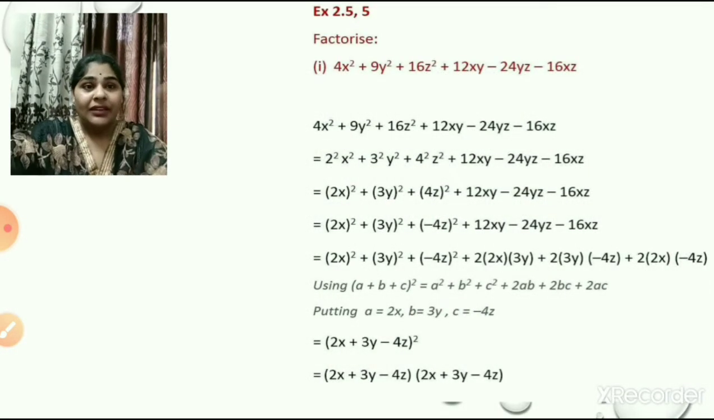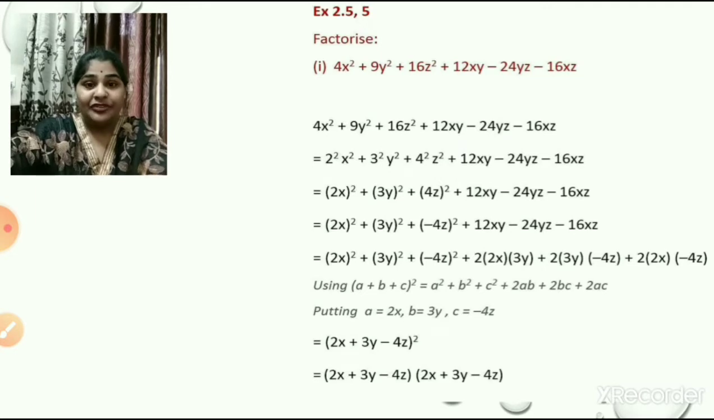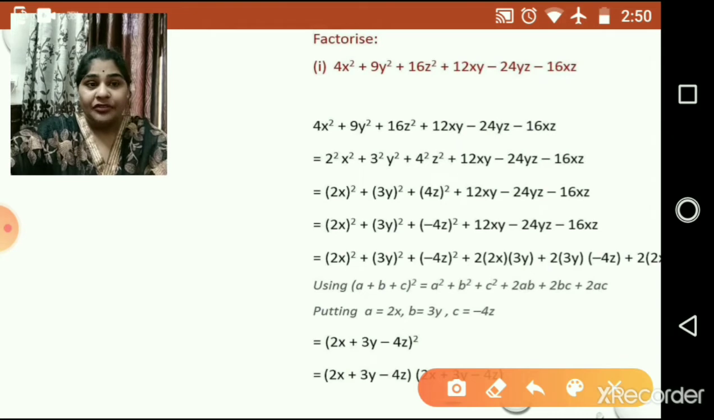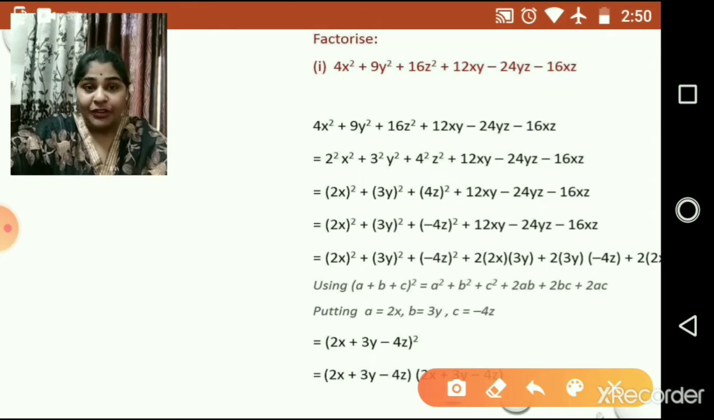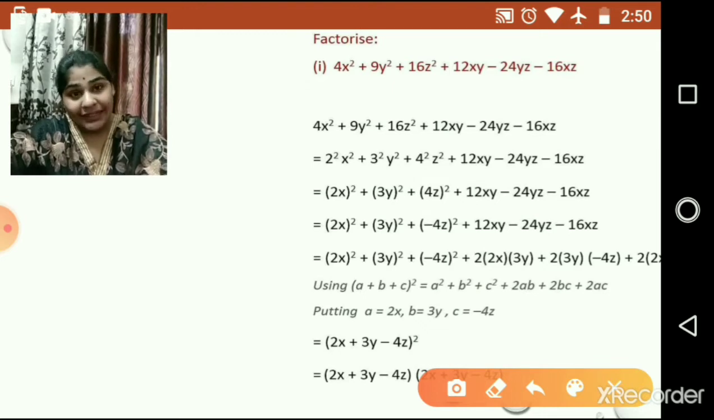Now factorize. This is 2.5, question number 5. All right, so now you can see here factorize. In this 2.5 exercise, maximum all the sums are based upon the identities which you have learned, children. That is the identity number 6, 7 and 8. So you have to first of all learn all the identities. Then you can relate your sums with those identities.